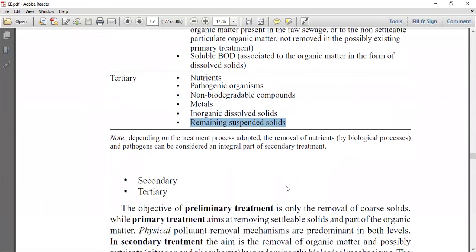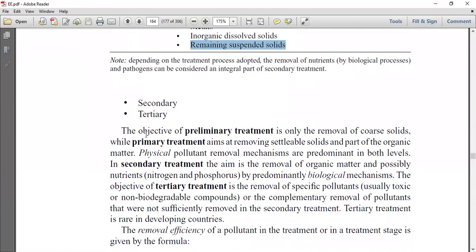The objective of the preliminary treatment is only the removal of coarse solids, while the primary treatment aims at removing the settleable solids and a part of the organic matter. Physical pollutant removal mechanisms are predominant in both levels. In the secondary treatment, the aim is the removal of organic matter and possibly nutrients by predominantly biological mechanisms.